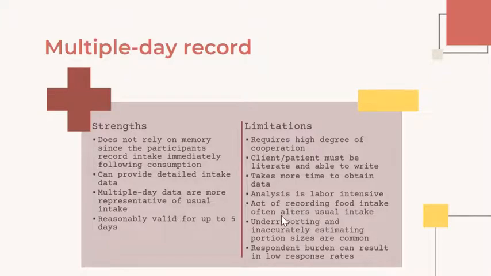The act of recording food intake often alters usual intake. You know that you're going to record, so you will change your dietary behavior. For instance, you want to eat a burger, but then you remember that you have to record what you have eaten, so instead of eating a burger, you will eat a salad. So you are being sneaky there. Underreporting and inaccurately estimating portion sizes are common. Respondent burden can result in low response rates. So you don't want to do this because it's a hassle.